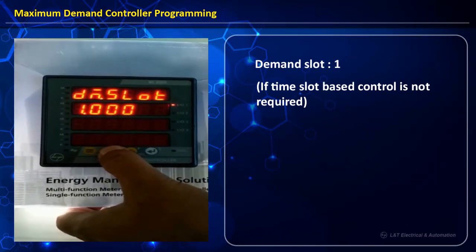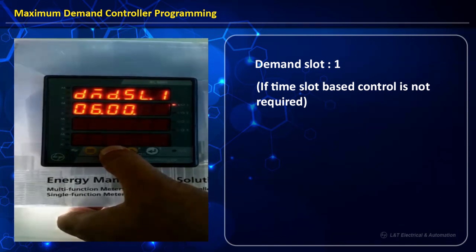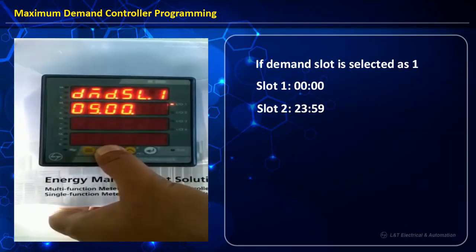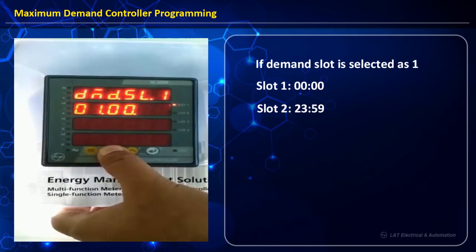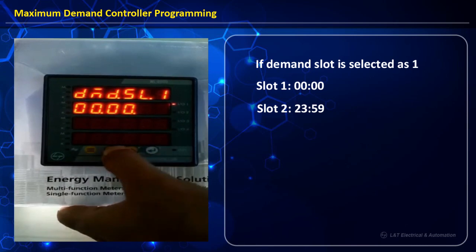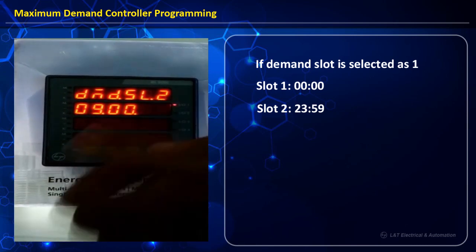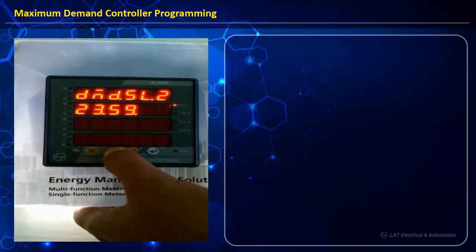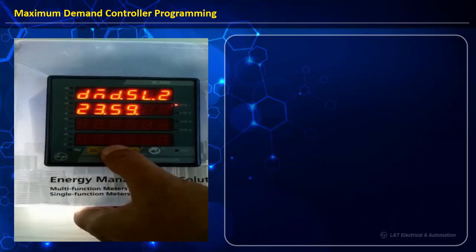Demand slot, now if multiple TODs are there, we can program it accordingly. For our video we have taken slot 1 as 0000 and slot 2 as 2359. So this will take care of the entire day's duration. So demand slot 3, 4, 5 and 6 can be kept as it is.